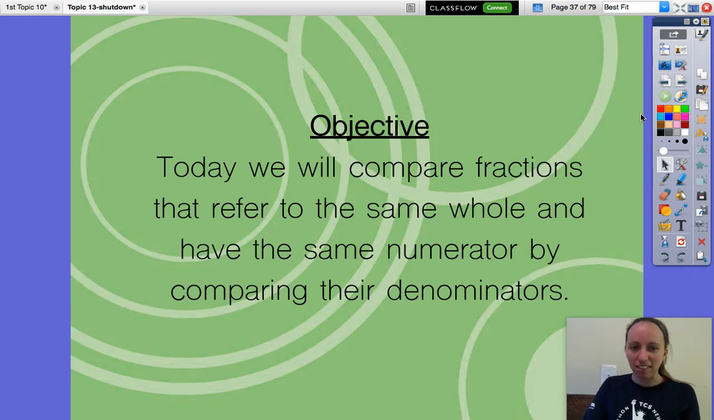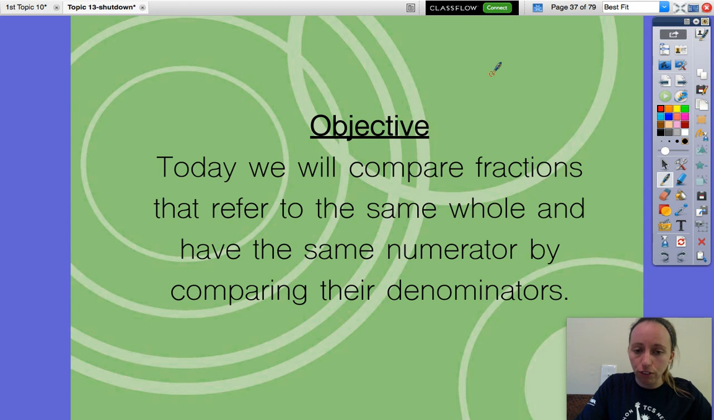Hello. Okay, today we are going to compare fractions that refer to the same whole and have the same numerator by comparing their denominators. So it's very similar to what we did in our last lesson. We're comparing fractions. We're going to see which one is greater, which one is less, or maybe if they are equivalent.